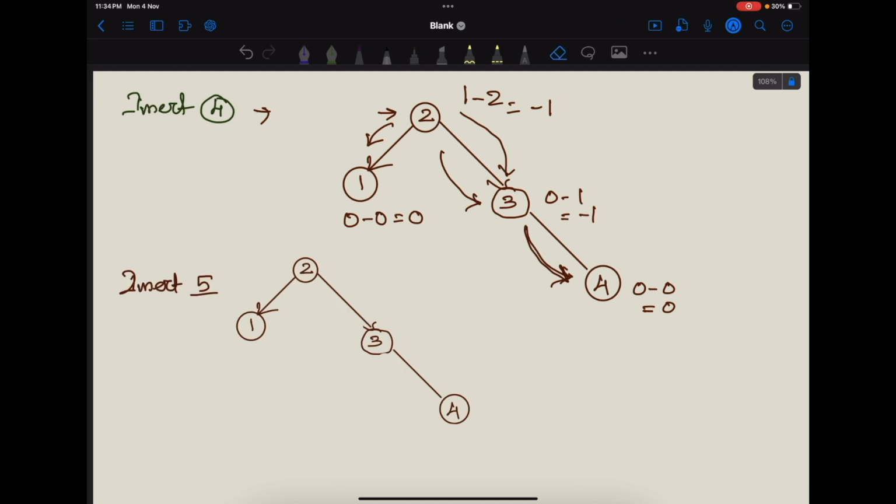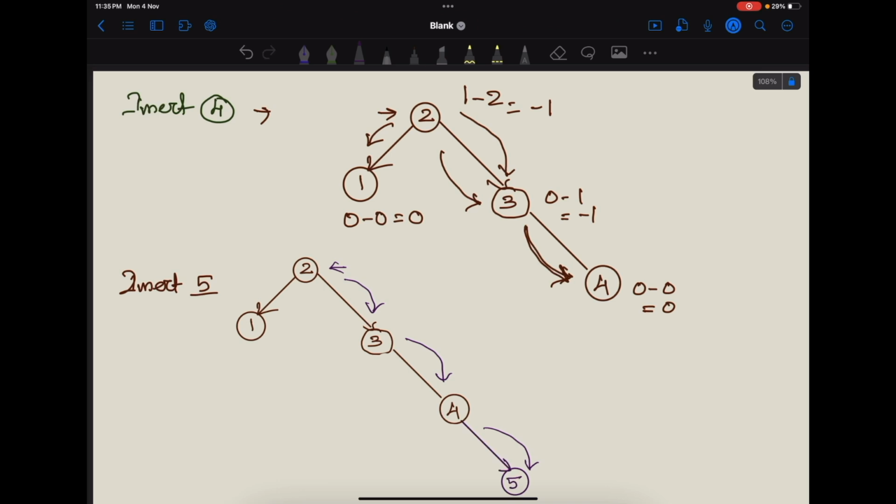So first 5 will be compared with the root value, which is 2. 5 is larger, so come to the right hand side. Compared with 3, 5 is larger, so come to the right hand side. Compared with 4, 5 is larger, so come to the right hand side and place the new node, with the value 5.